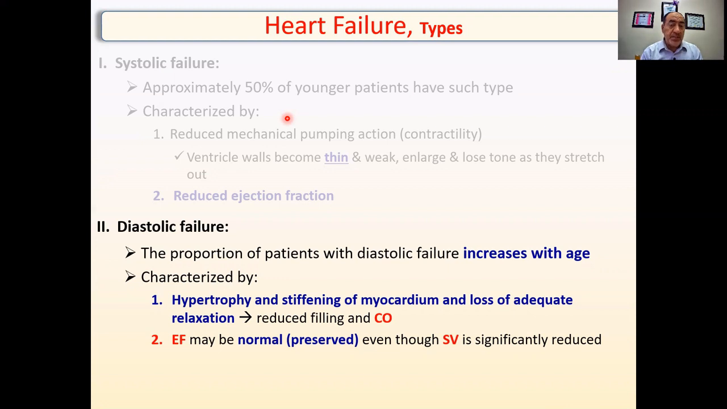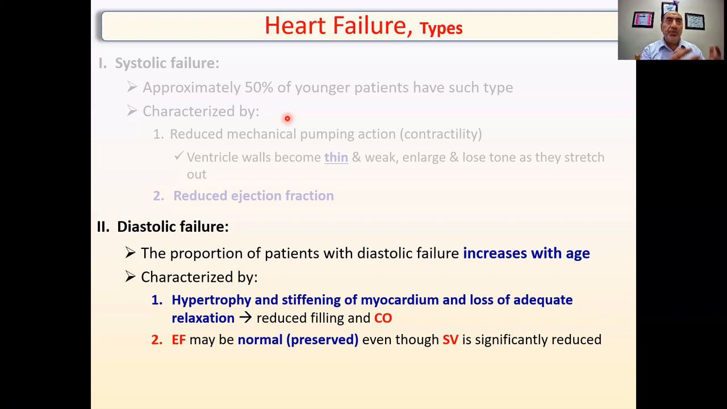But it's not because everything is normal. It's because the stroke volume itself is reduced, which is in the numerator. Remember, ejection fraction equals stroke volume divided by end-diastolic volume. Stroke volume decreases, but also end-diastolic volume decreases because of the reduced filling. So the numerator and denominator both decrease, so the final result will be the same. Please refer back to the equation in the previous video and see it.